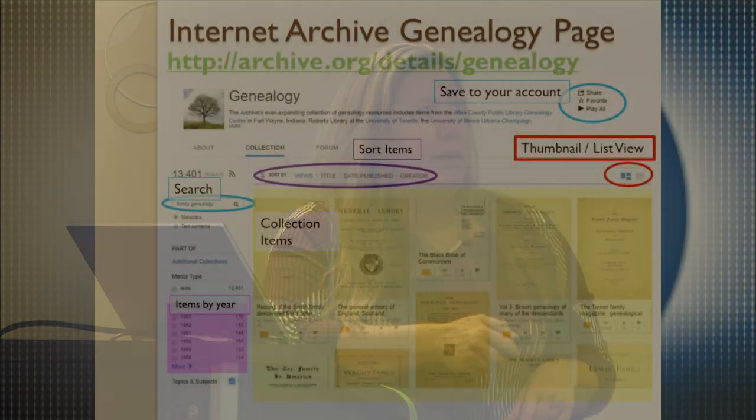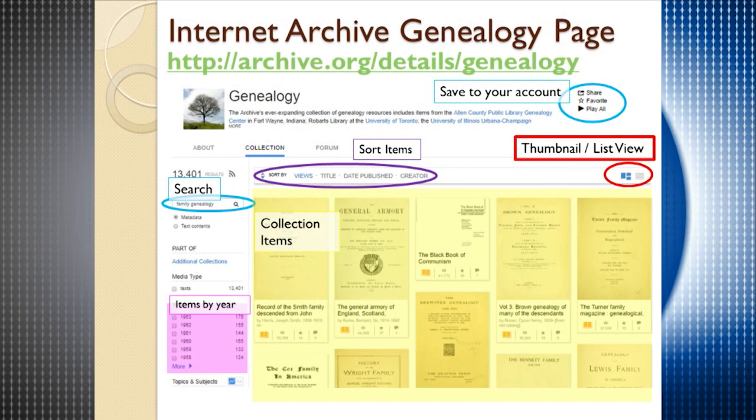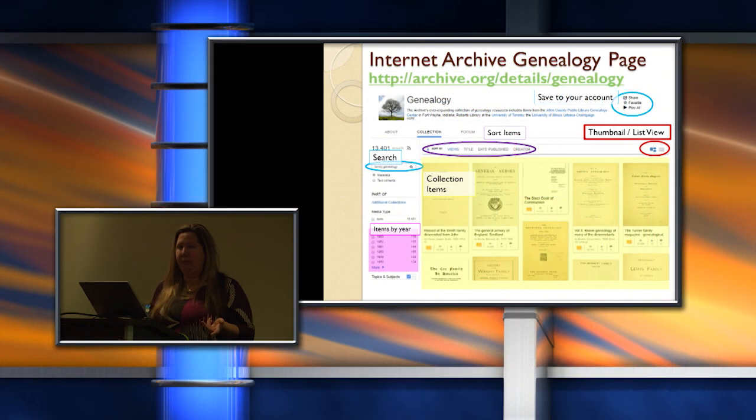Okay? So here's that website we were talking about before. That's in your handout. So archive.org, details, genealogy. When we get to this, we're going to dissect this page so it's less confusing for you, because every time you hit this Internet Archive genealogy page, it's going to look the same every time, okay?